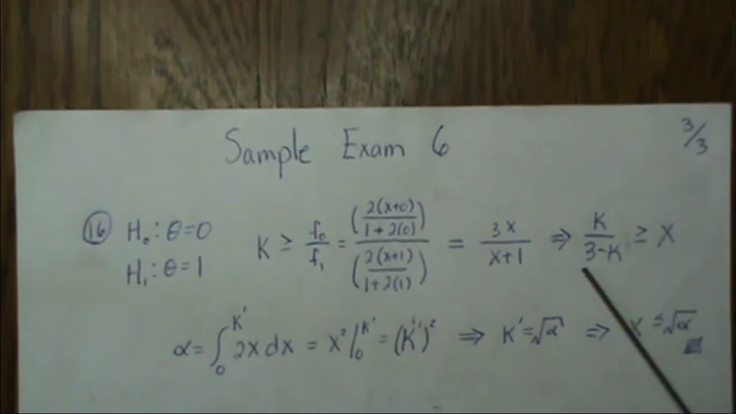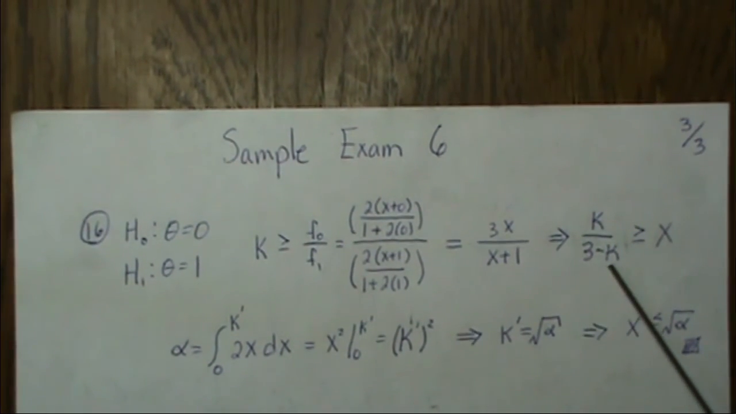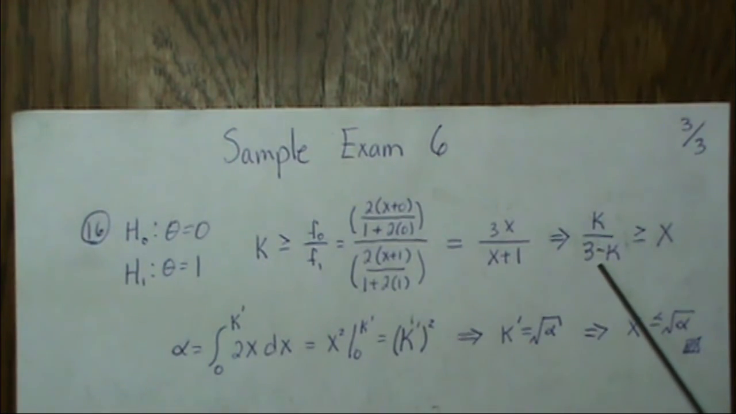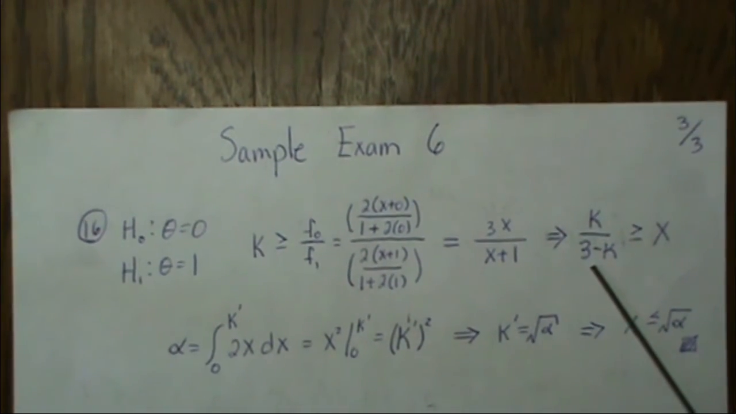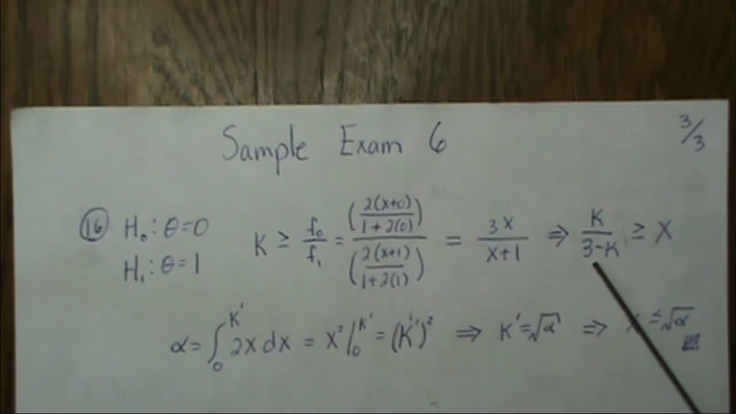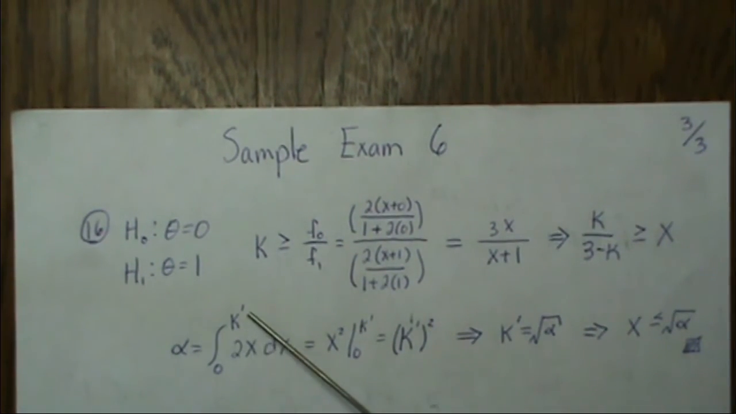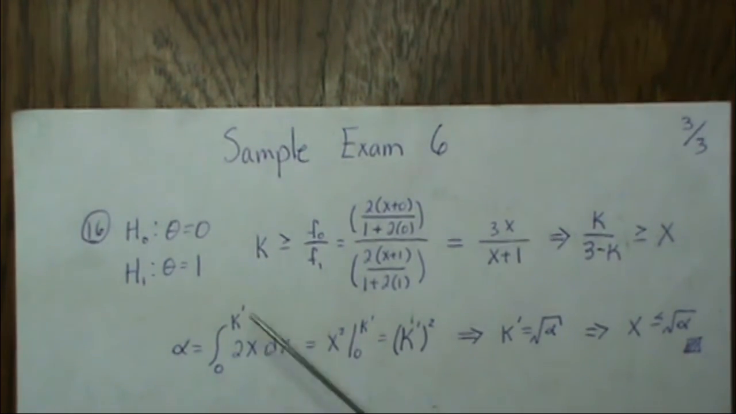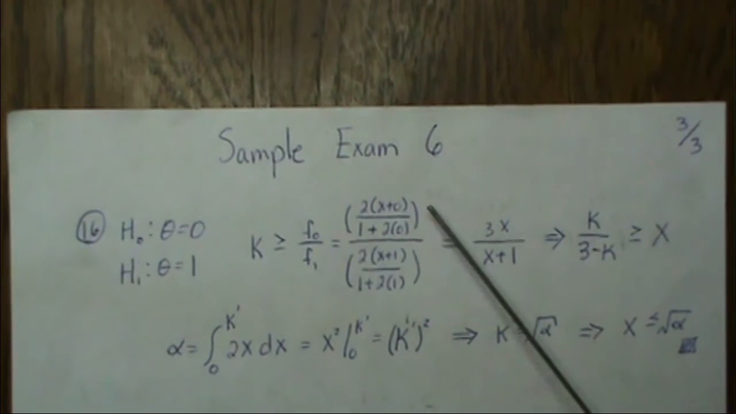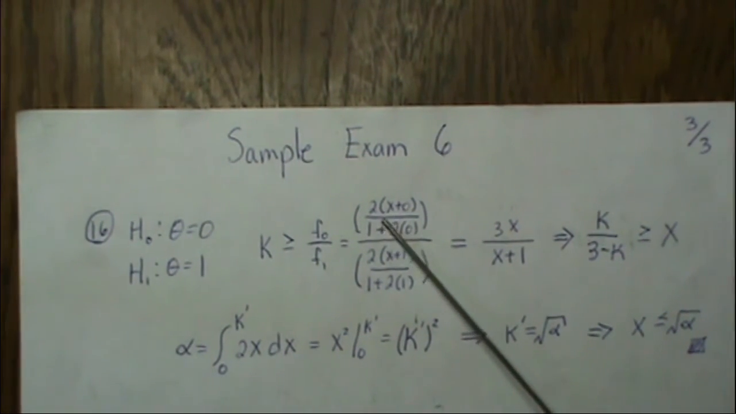We're going to call this just some constant. Let's call it K prime. So x less than K prime is the rejection region. Now we want the probability of that rejection region to be alpha, so being less than K prime under the null distribution, which is 2x, you can see that from here. We only get 2x.